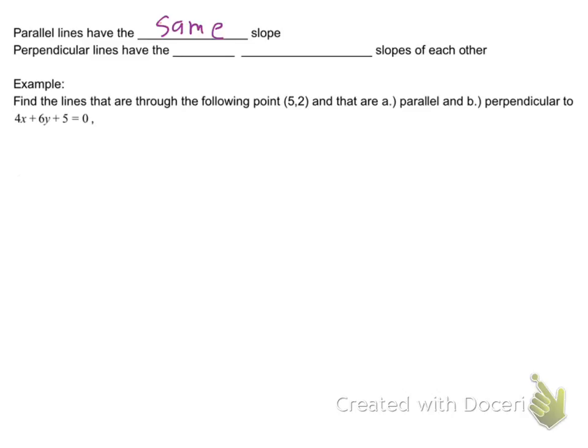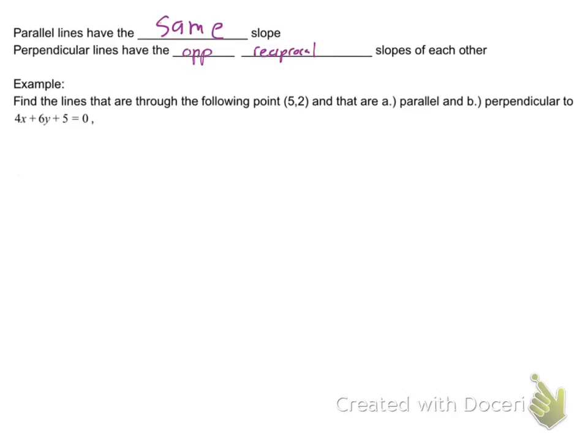Parallel lines have the same slope, perpendicular lines have the opposite over negative, because if I say negative reciprocals, people think that it always has to be negative, but it doesn't. To be perpendicular, guys, one has to have a positive slope, one has to have a negative slope, unless we're talking about a horizontal and a vertical line.